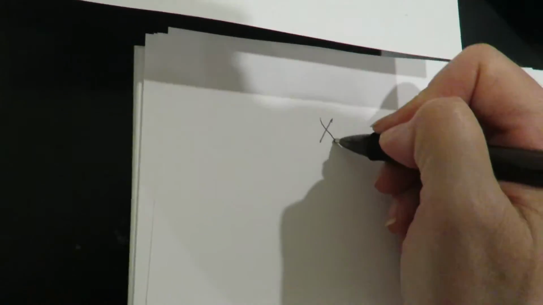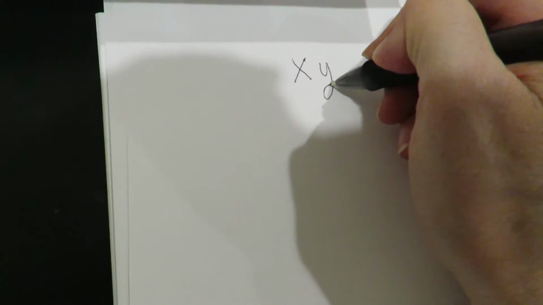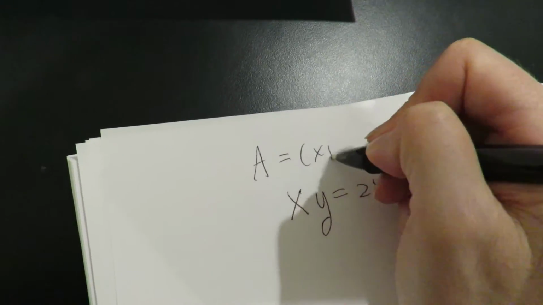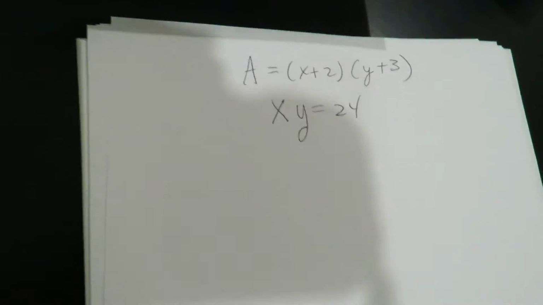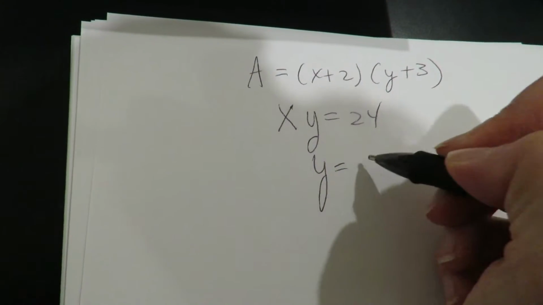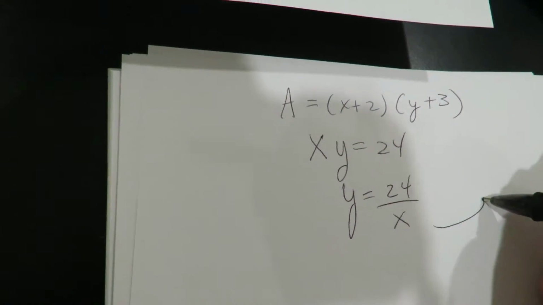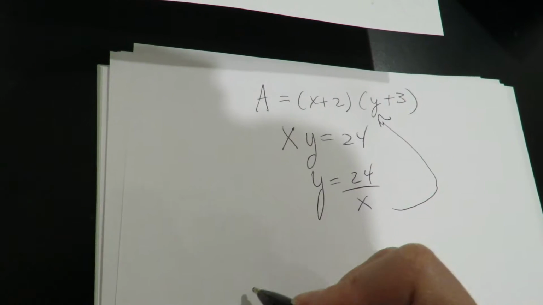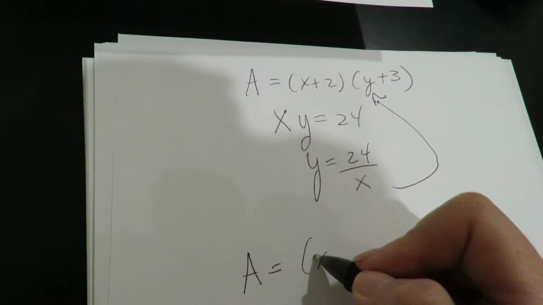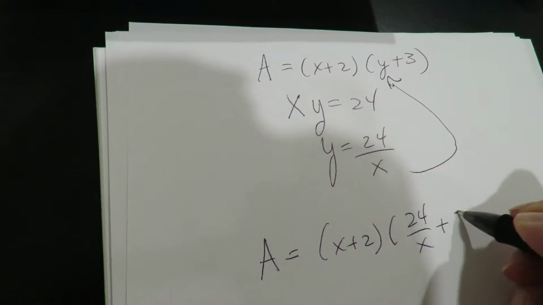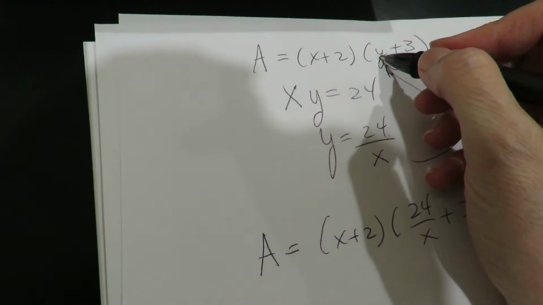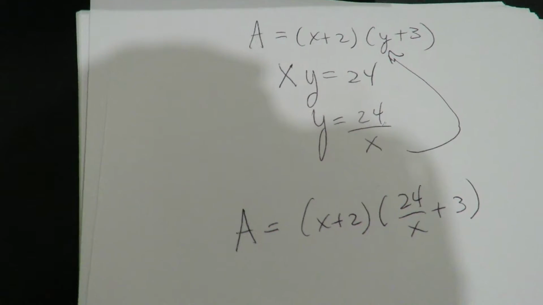So again, the primary is A equals (X plus 2)(Y plus 3), sorry, no, that's the secondary. The primary is A equals (X plus 2)(Y plus 3), and I had decided we're going to isolate Y, so I said that. Okay, so we're plugging this into here. So now A is going to be (X plus 2) times (24 over X plus 3), because I'm plugging this into there.